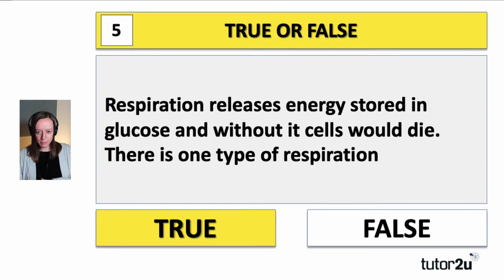Okay, this one is a little bit of a tricky question. Number 5. Respiration releases energy stored in glucose, and without it cells would die. There is one type of respiration. So is this whole statement true or false? So there's actually 2 statements there, isn't there? Is this true or false? And once you tell me whether it's true or false, give me an explanation, please. So Sarah and Annalise and Ikra. Okay, everyone's saying false. So tell me, guys, what is wrong about that statement? And or how could you make it better? How could you make all of it correct and true?